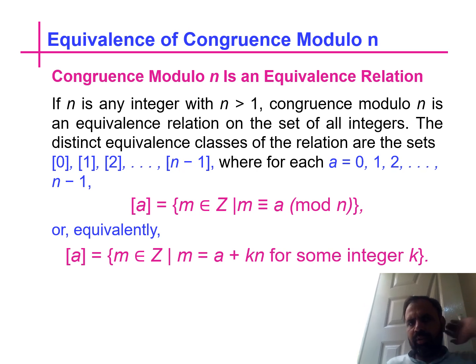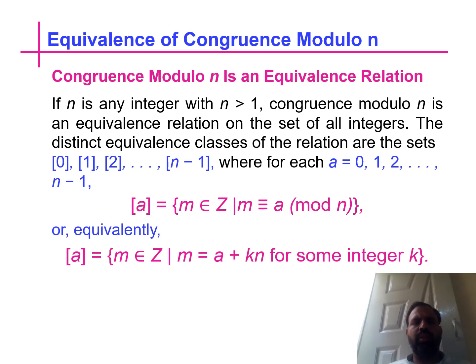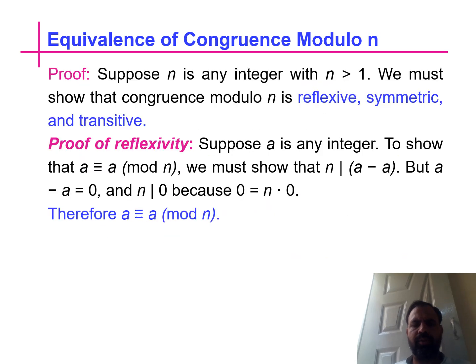So here is the congruence modulo n is an equivalence relation. If n is any integer greater than 1, congruence modulo n is an equivalence relation on the set of all integers. The distinct equivalence classes of the relation are the sets [0], [1], [2], ..., [n minus 1], where for each a equal to 0, 1, 2 up to n minus 1, [a] equals the set of m belonging to Z such that m is congruent to a mod n, or equivalently, the set of m belonging to Z such that m is equal to a plus kn for some integer k.